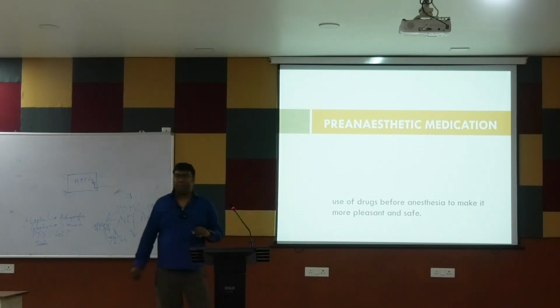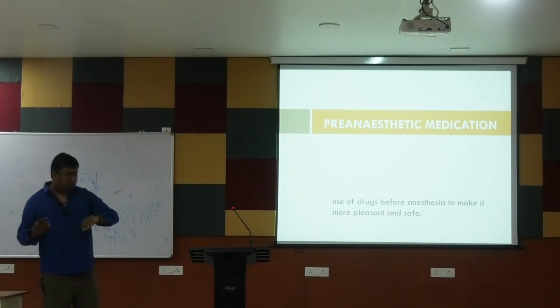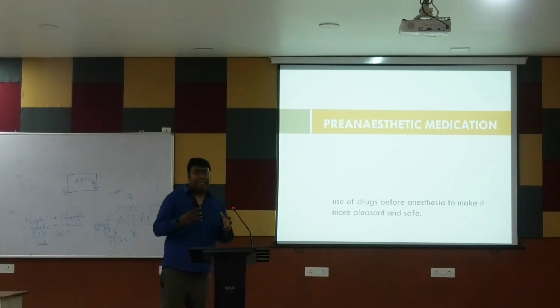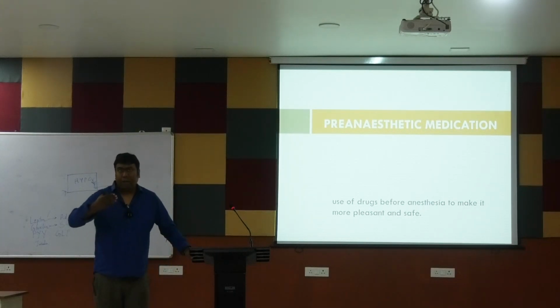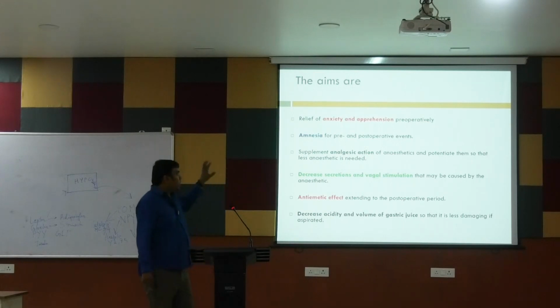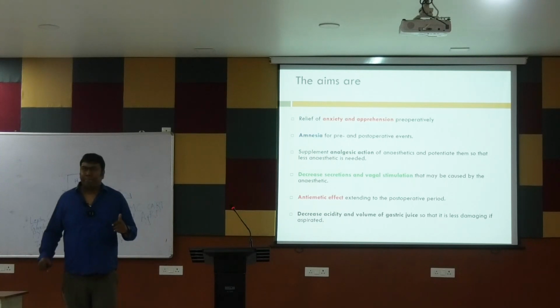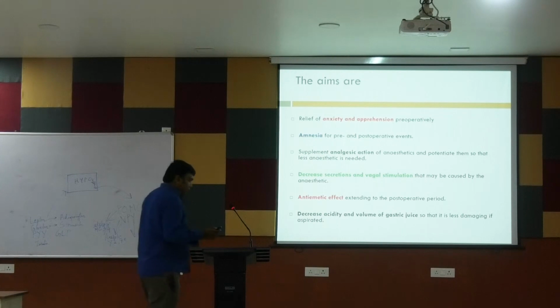And last one is the pre-anesthetic medication. There are some drugs which are used to reduce anxiety, to reduce the side effects, or to smoothen the onset of action of the general anesthetic. So for that, to reduce anxiety and apprehension, produce some amnesia, decrease secretion and vagal stimulation, and some antiemetic effect. Why is the antiemetic effect required? Because if there is reflux, there may be some aspiration, to prevent that. All these are the aims of the pre-anesthetic medication.